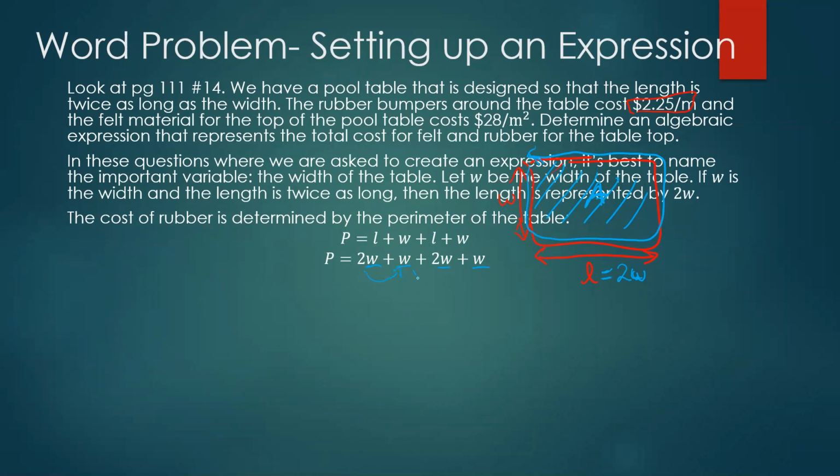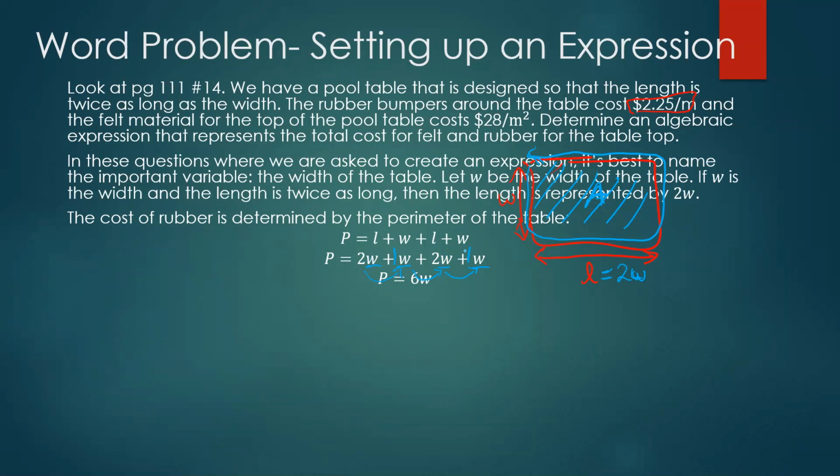So we add up these like terms. So 2w plus 2w plus w. There's an imaginary 1 in front of the w. So we notice that's 2 plus 1 plus 2 plus 1. And 2 plus 1 plus 2 plus 1 gives us 6. So that means that the perimeter is equal to 6w. And that's the expression for the perimeter.